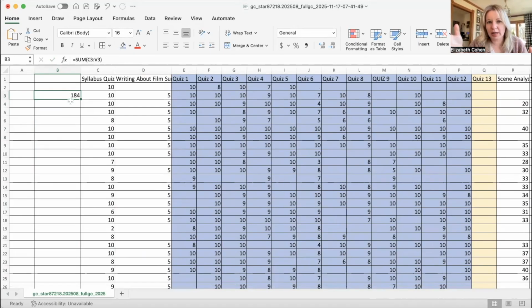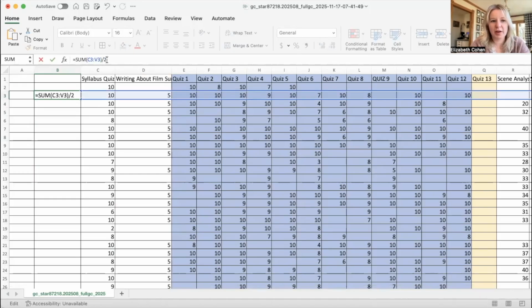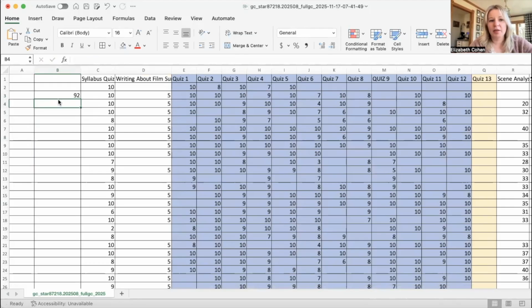So how do you calculate what that means in terms of grade percentages? Well, there's 200 points that are offered in this class. So what I'm going to do is divide that number by 200, and that is 0.92. If you want to get really technical, multiply it by 100: 92. This person is going to get an A, assuming that they do as well as they think on their last film analysis.